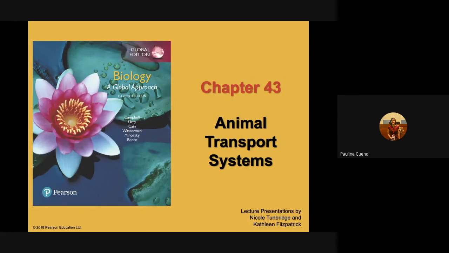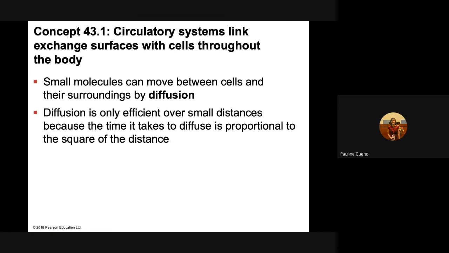So for the animal transport system, ito po ay common, kung sa humans, ang main distributor ng nutrients would be our blood from our circulatory system. Likewise din siya sa lesser complex forms of organism. They have the circulatory system, which link exchange surfaces with cells throughout the body. So yung small molecules can move between cells and their surroundings by diffusion.